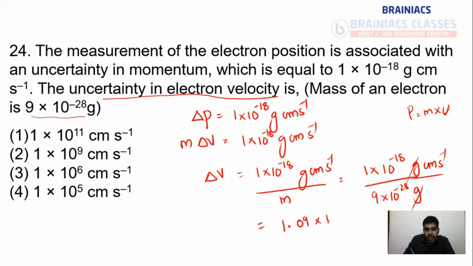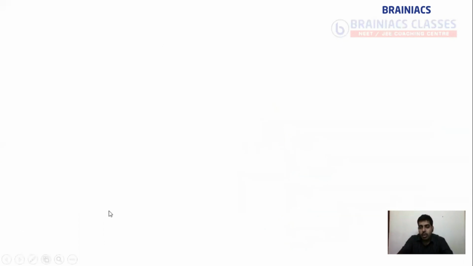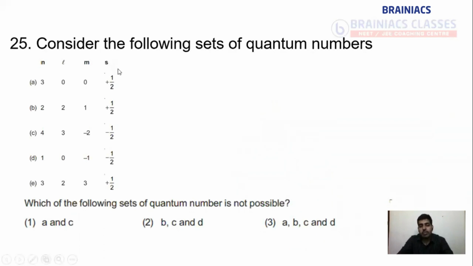You will get 1.09 into 10 raised to 9 centimeter second inverse. So the answer is 1 into 10 raised to 9 centimeter second inverse. Answer is option 2. I think it's clear. Moving on to the next question, question number 25.